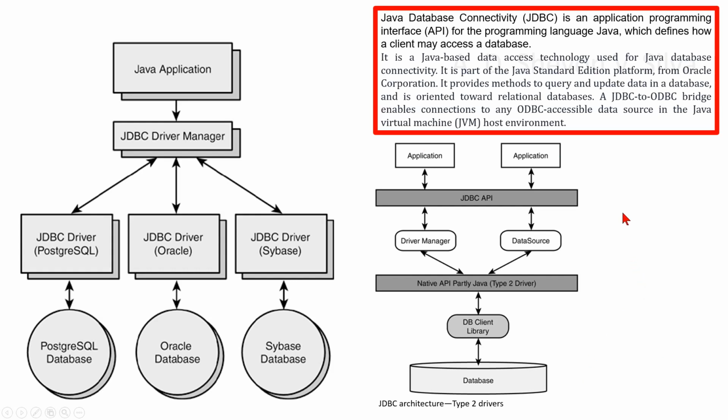Type 2 JDBC drivers translate JDBC calls into native DBMS APIs. Type 2 drivers consist of Java components and a native code component, which requires that binary code be loaded into each client machine.